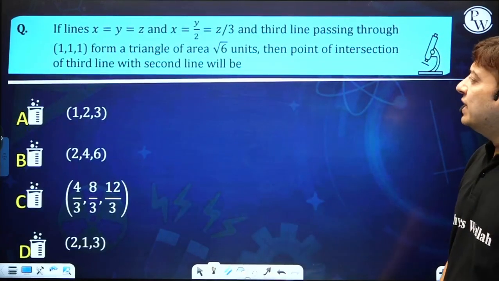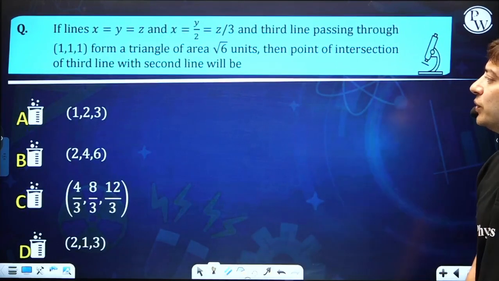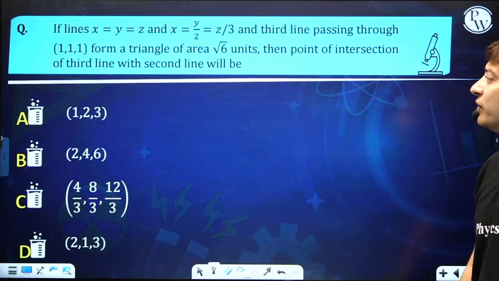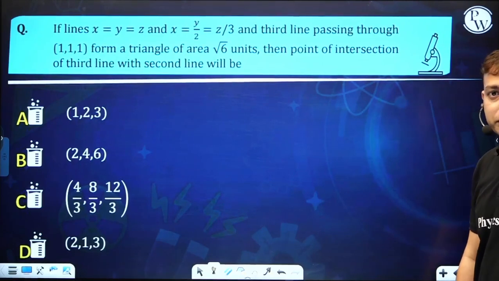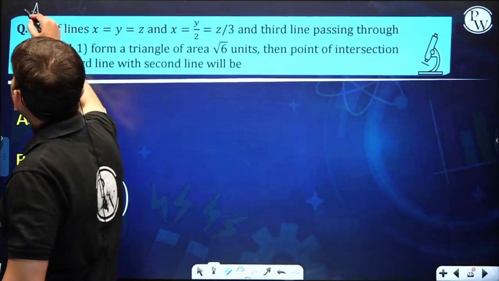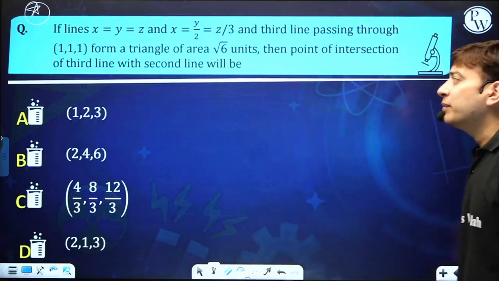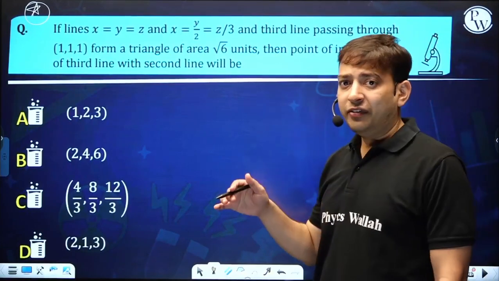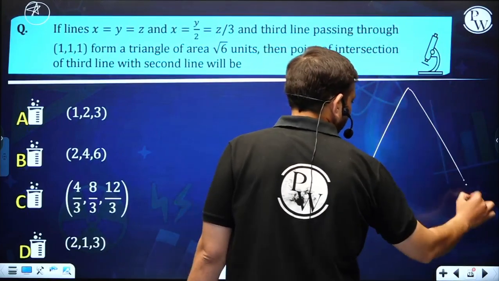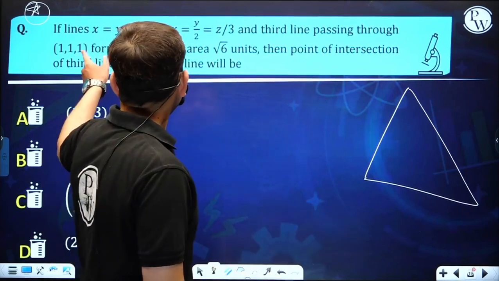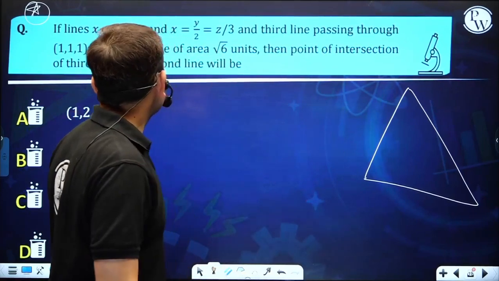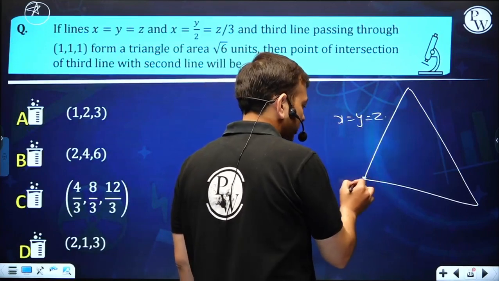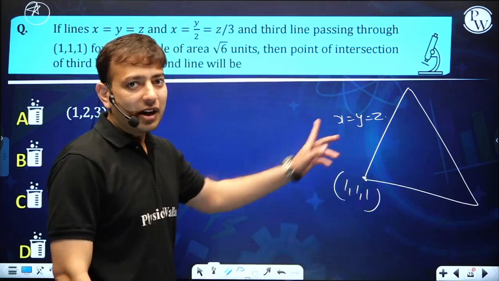Next. If these lines and a third line passing through (1, 1, 1) form a triangle of area root 6 units, then the point of intersection of the third line with the second line will be? Now, this is also a very good question. It will help you to understand 3D geometry in a much broader way. Here the area of the triangle will be given by half of AB cross AC. Let this be a triangle in 3D. The third line passes through (1, 1, 1), which satisfies one line, x equals y equals z. So one point is (1, 1, 1), and it has to lie on this line.